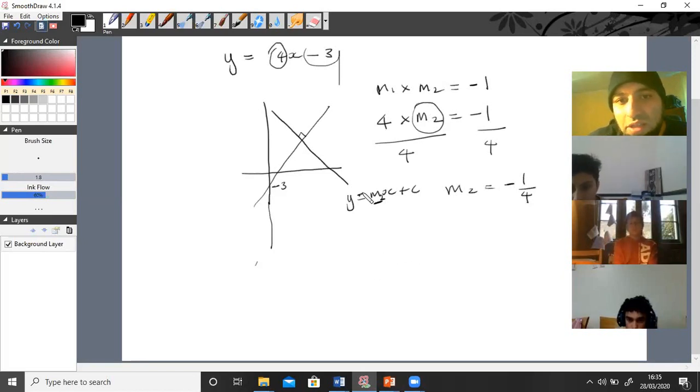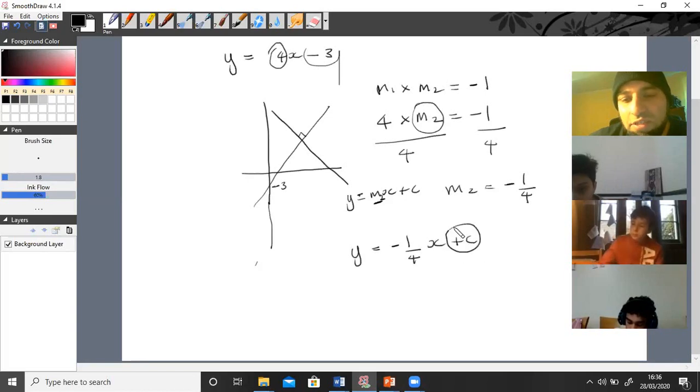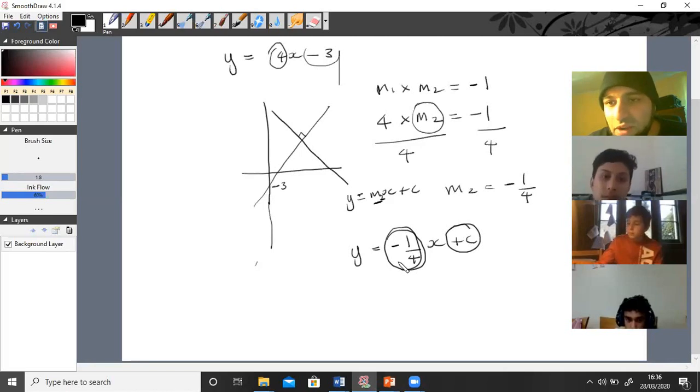Yeah. Okay, so our second line is going to be y = -1/4 x + c. They haven't asked us to work out c, so we don't need to do that. We just wanted to work out the gradient of the second line. Is that clear? Do you understand now, Marco, how to work out the gradient of a perpendicular line? Yeah. Okay, cool. So now that we've done that, we're going to move on.